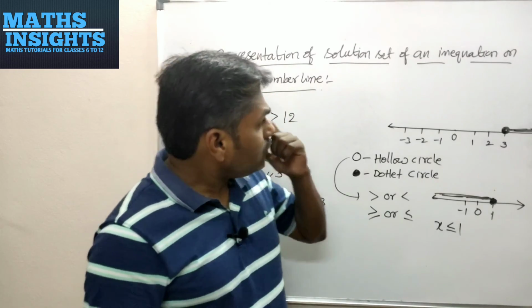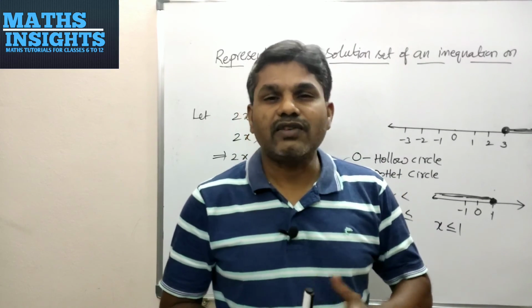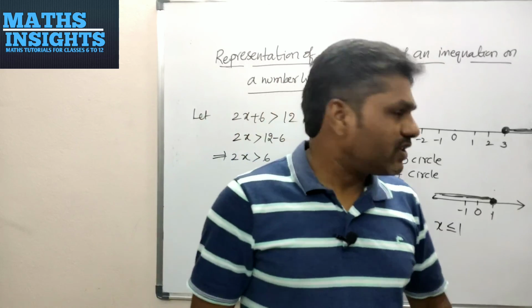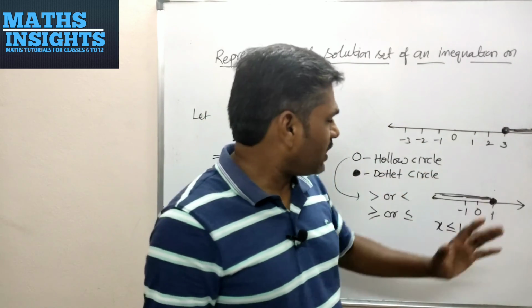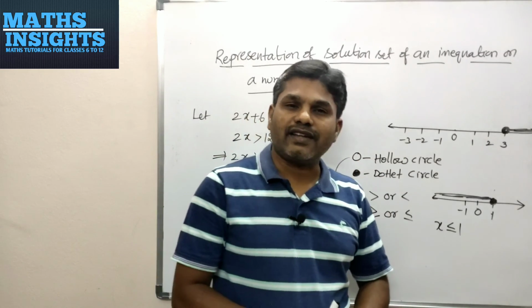So you know how to solve an inequation. After solving those inequations, you can represent their solution sets on the real number line by using these hollow and dotted circles.